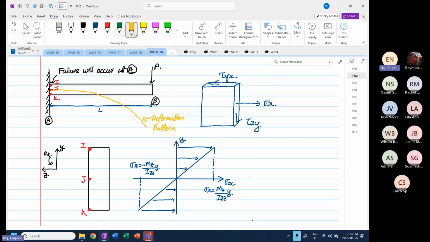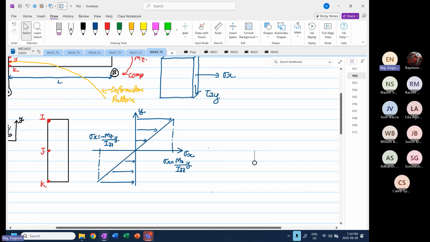And if we look at bending moment, we know that the moment about Z is going to be acting this way. So we have compression, and then at the top, we have tensile.